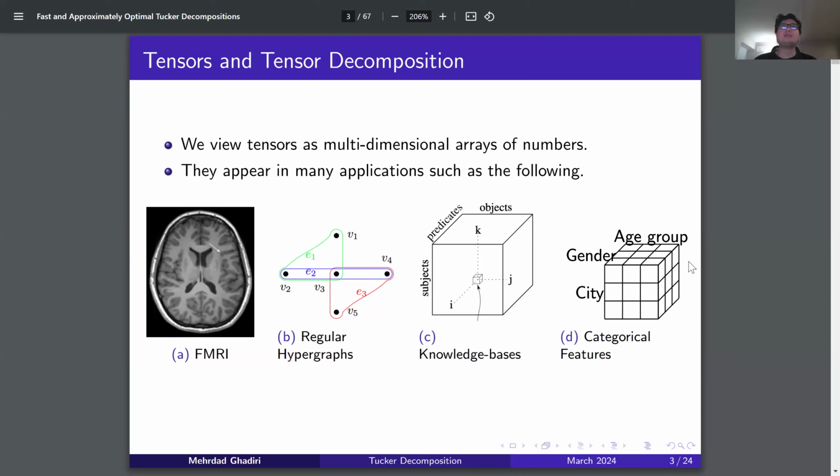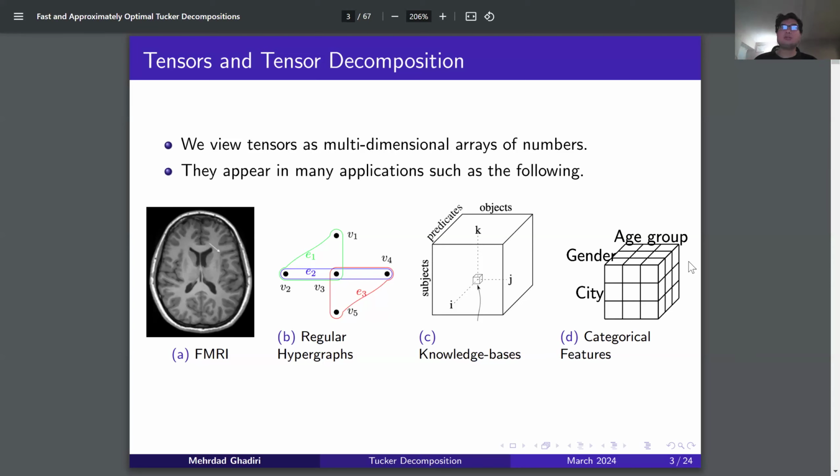And then they have a lot of applications across sciences, engineering, machine learning. Like fMRI is essentially just a 4-dimensional tensor. One dimension is time, 3 dimensions are location. You can model a regular hypergraph as a tensor. If it is a 3-regular hypergraph, you have 3 dimensions, and each dimension corresponds to one of the vertices in that hyperedge.